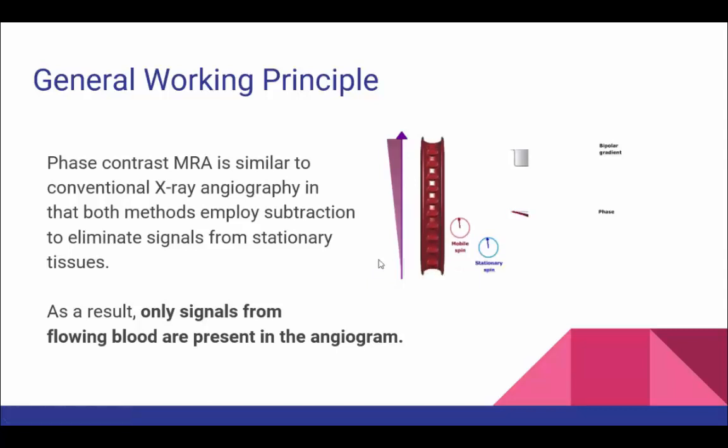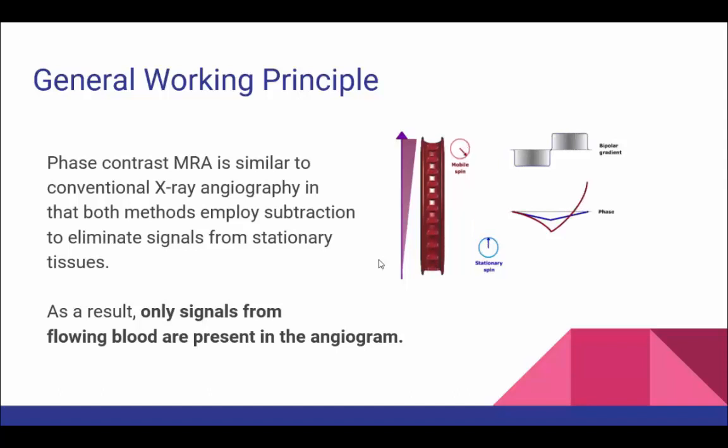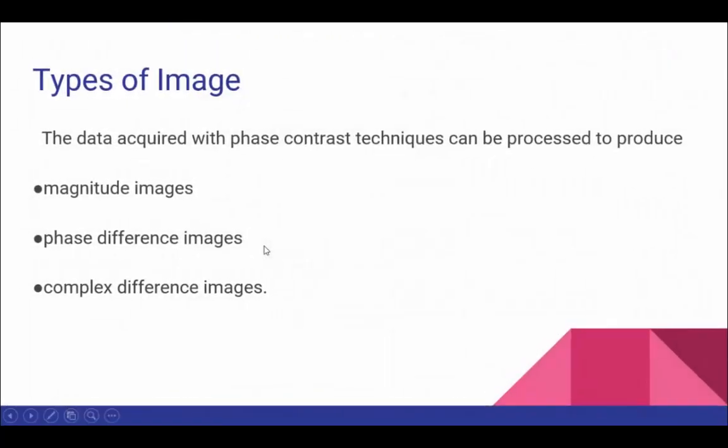Phase contrast MRA differs from conventional X-ray angiography in that no contrast media injection is required with the former method. The mechanism responsible for generating signal in phase contrast MRA is the motion of the blood. Phase contrast techniques derive contrast between flowing blood and stationary tissues by manipulating the phase of magnetization, such that the phase of magnetization is zero for stationary tissues and non-zero for moving tissues. The data acquired with phase contrast technique can be processed to produce magnitude, phase difference, and complex difference images.